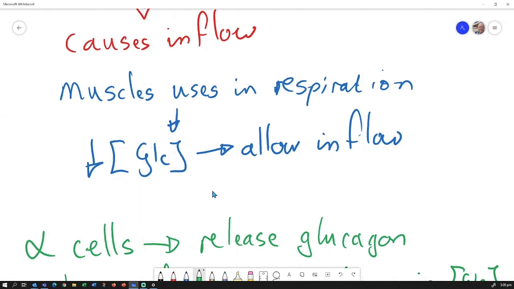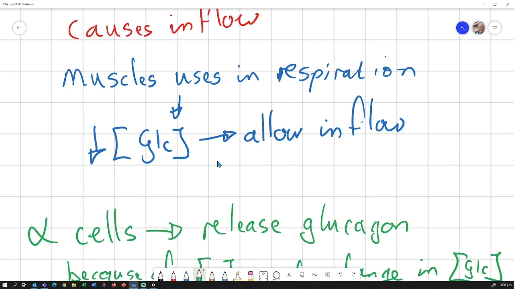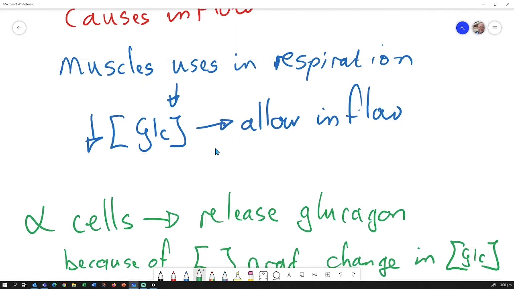Alright, now I want you to remember that hypoglycemia is actually below a certain level, and that level is 3.3 millimoles per liter. That doesn't happen often. That's not a natural thing to happen. Hypoglycemia does not mean I'm hungry, okay? It means you've been fasting for a long time, or there's something wrong with you.